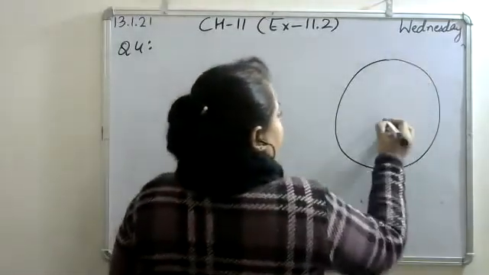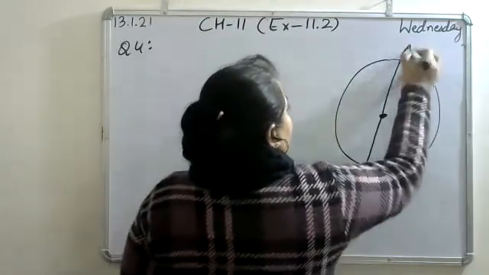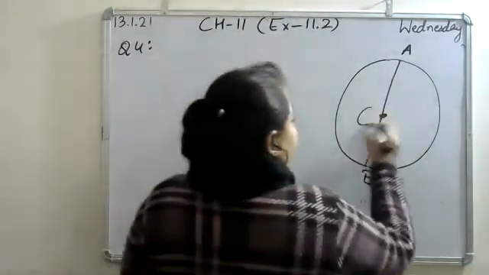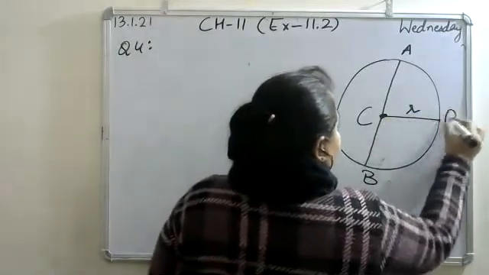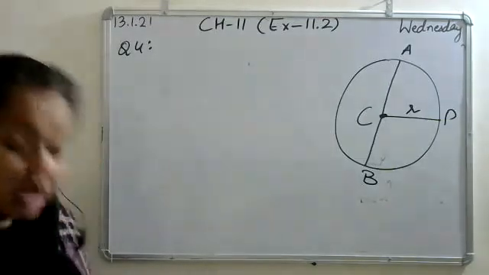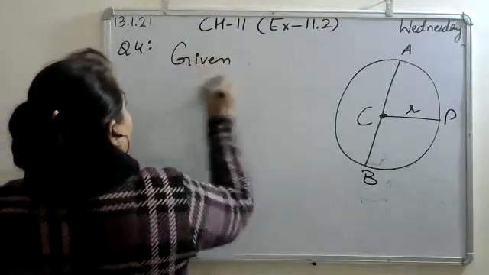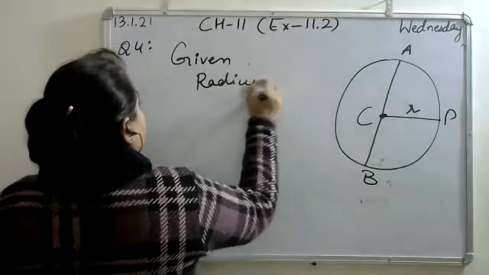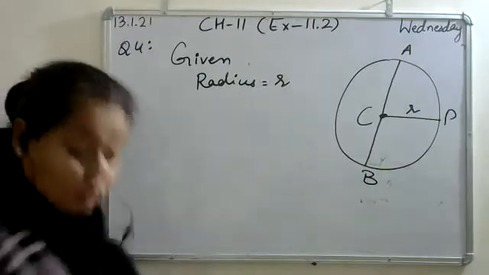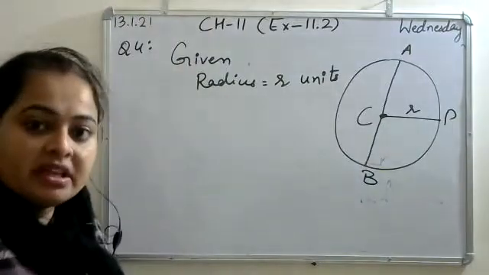So this is the diameter AB passing through the center. This is the center C, R is the radius, and this is point P. The question is to express the diameter in terms of its radius. What is given? Given radius is equal to R, again R units, because no meter and no centimeter is given to you.